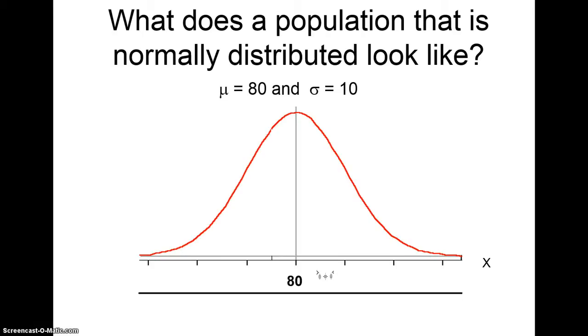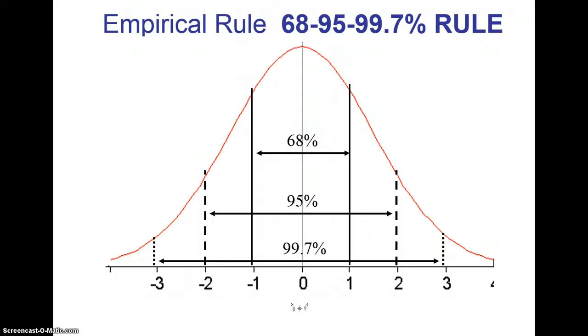All of the data falls within 3 standard deviations above and below. So 1, 2, 3 standard deviations to the right, 1, 2, 3 standard deviations to the left. So if the standard deviation is 10, this next number to the right is 90. That's 1 standard deviation, and then 100, and then 110. And the other direction, 1 standard deviation away is 70, 2 standard deviations is 60, and 3 standard deviations is 50.